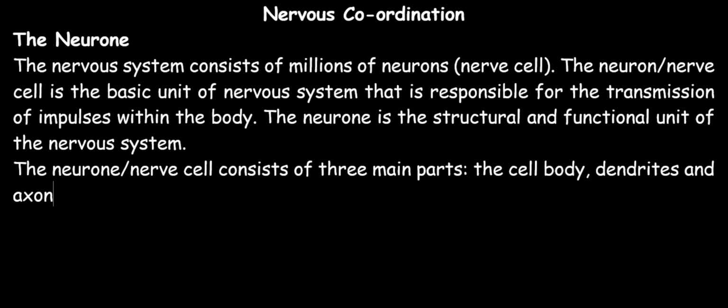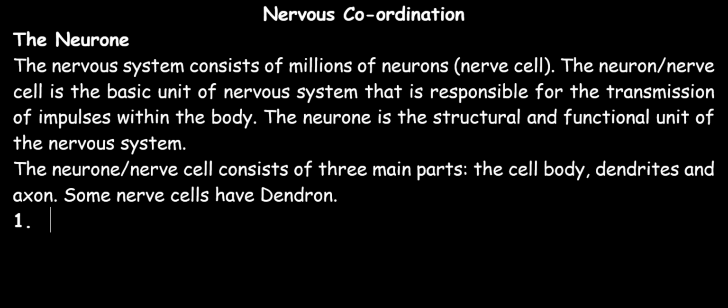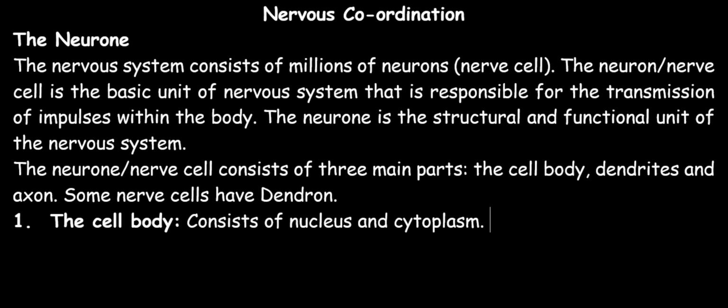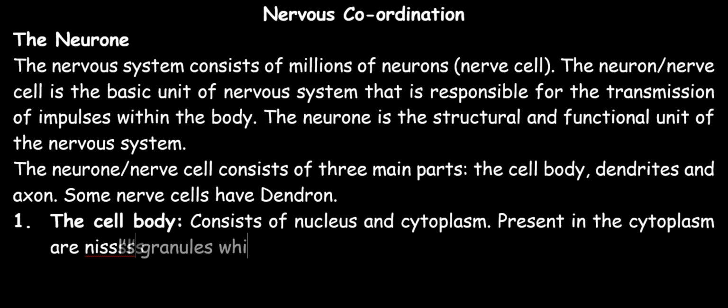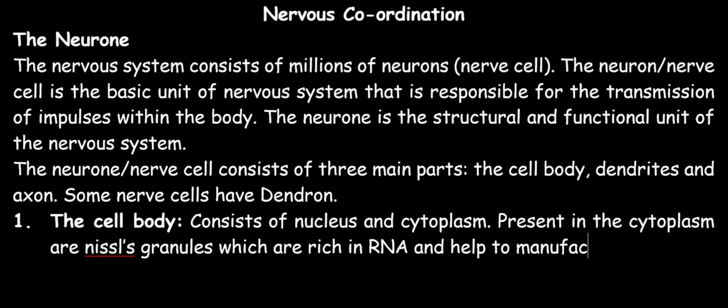Some neuron or nerve cells, however, have a structure known as the dendron. So we'll talk about these different parts individually. First, let's look at the cell body. The cell body consists of nucleus and cytoplasm. Present in the cytoplasm are nucleus granules, and these nucleus granules are rich in ribonucleic acid or RNA, and this RNA helps to manufacture protein.